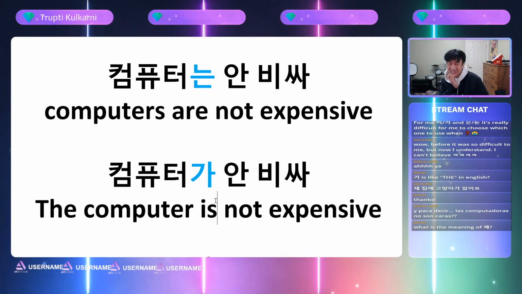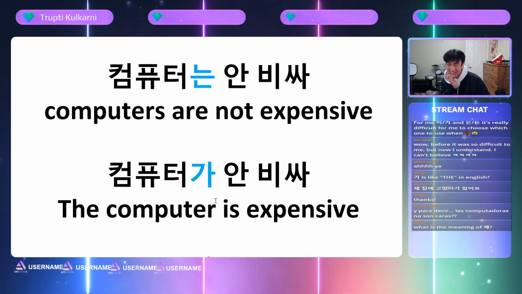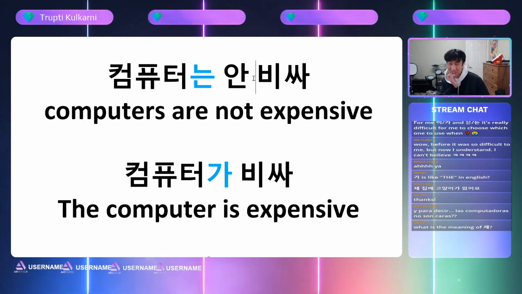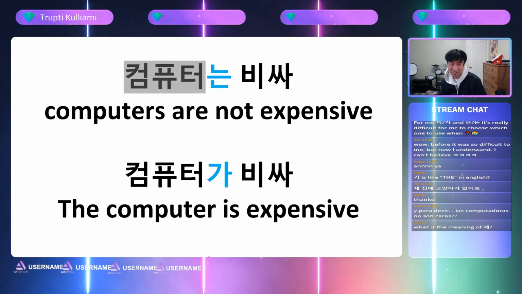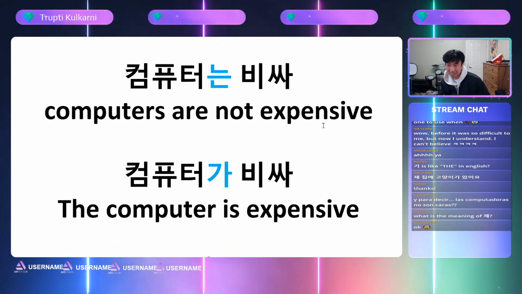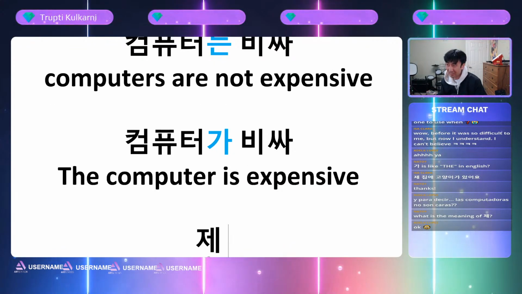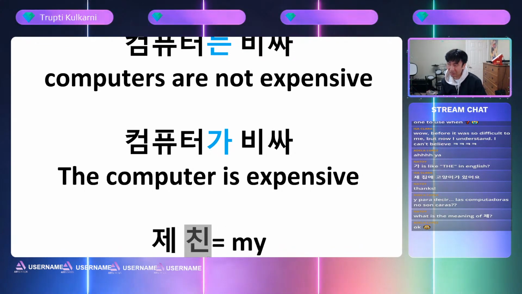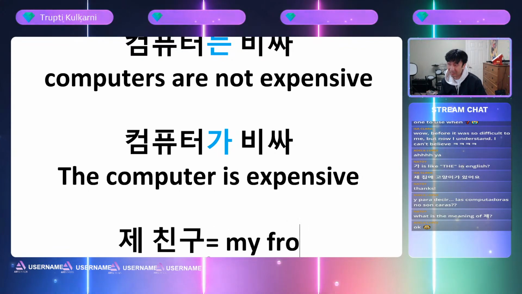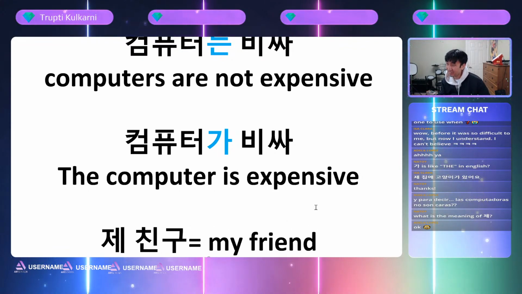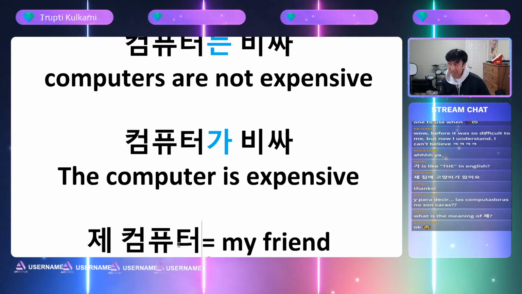But here is where the confusion comes in, if you're not talking about objects and you're talking about yourself. So back to that sentence, what is the meaning of 제? 제 means my. So if you say 제 친구, it's my friend. Pretty easy, right? My computer is 제 컴퓨터.